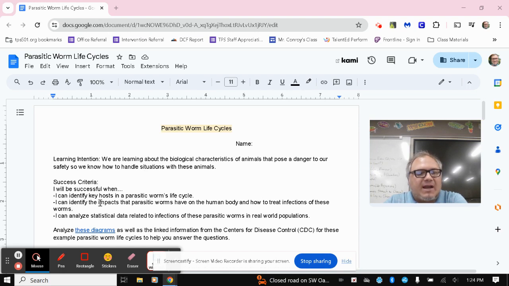cycle. I can identify the impacts that parasitic worms have on the human body and how to treat infections of these worms. And I can analyze the statistical data related to infections of these parasitic worms in real world populations.